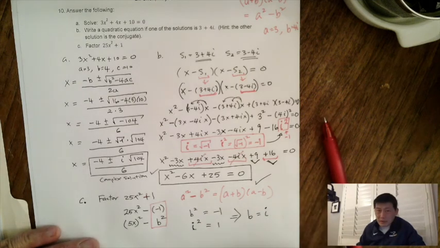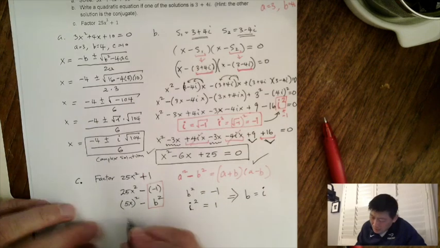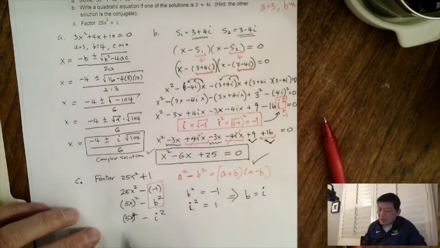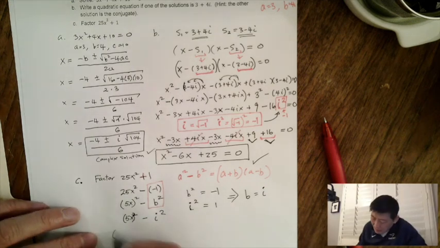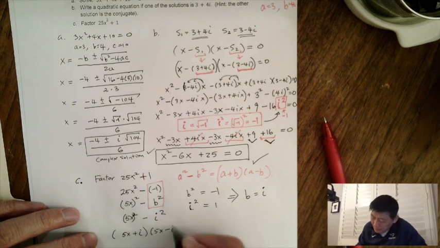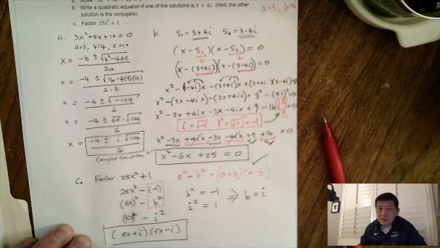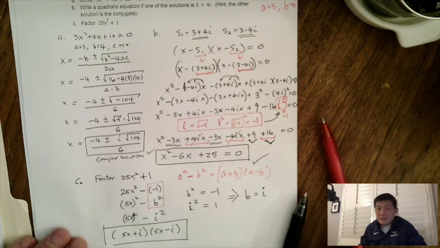So coming back to this expression here, 5x parentheses squared, minus i squared. There you go, I have a difference of squares. I can rewrite this as 5x plus i times 5x minus i. And there you go. That is my factor.